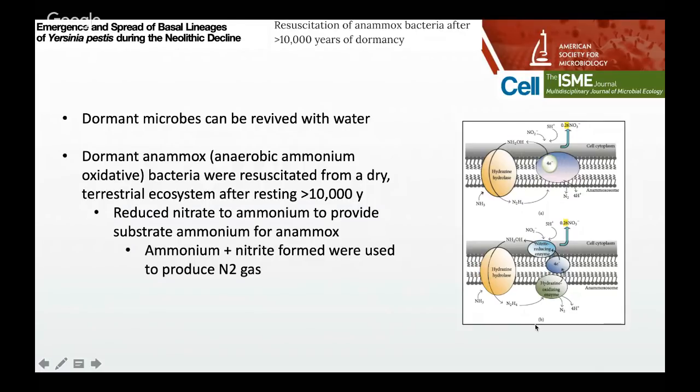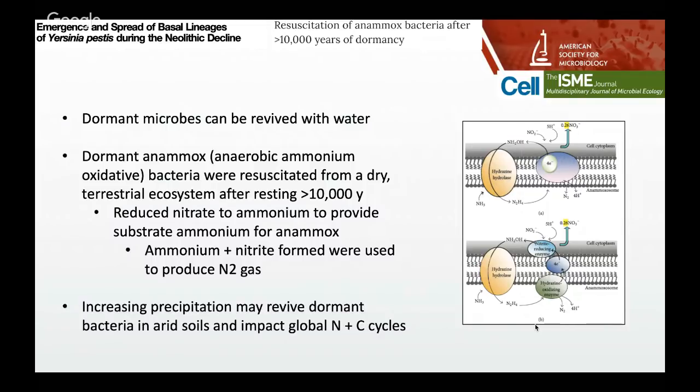And the reason that this is important is because these anammox bacteria play a large role in the global nitrogen cycles. And so, as global warming brings precipitation to areas that are not necessarily receiving a lot of water at this point, this precipitation may revive dormant bacteria in soils where they are metabolically inert and have a great effect on the global nitrogen and potentially carbon cycles, depending on what the substrates used are. And so this is a very interesting and perhaps foreboding study showing that some of the ways that we know the global nitrogen and carbon cycles to occur may undergo large changes in the near future.